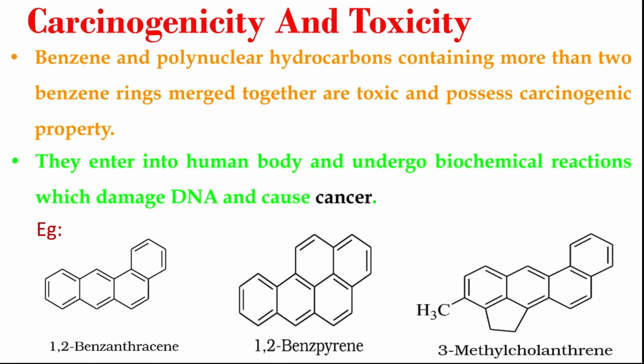So children, we need to remember that benzene and polynuclear hydrocarbons contain more than 2 benzene rings. Here we have some examples like 1,2-benzanthracene, 1,2-benzpyrene, 3-methylcholanthrene. In these examples, they contain more than 2 benzene rings merged together. So they become toxic and they possess carcinogenic property.